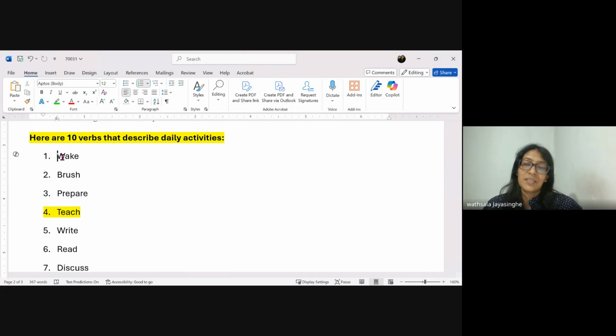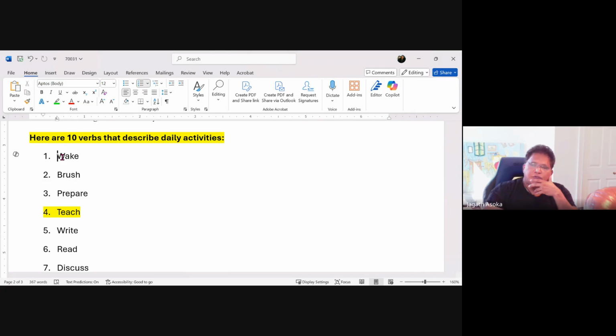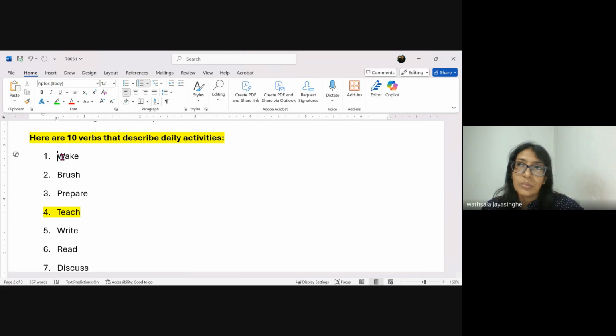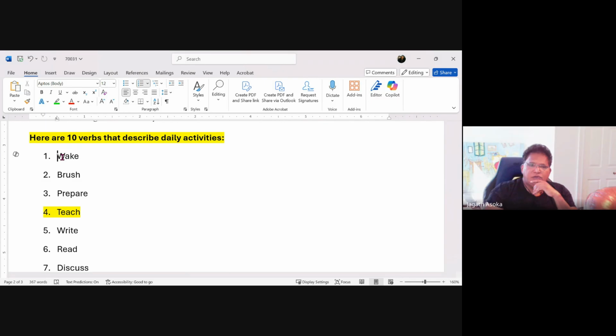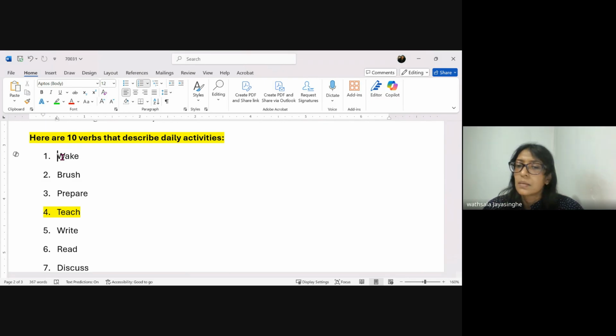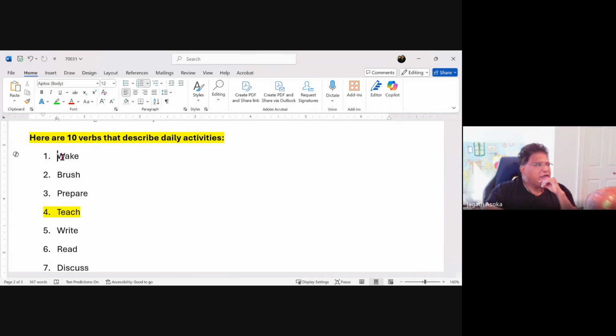Pronunciation, Wathsala. You need to pronounce words properly. So here is the thing. What is your source to find out how to pronounce words? Where would you go? I go to the dictionary. Which dictionary? Merriam-Webster. Do you use that in your class regularly? Yes. So I think you need to increase the frequency of using a dictionary.